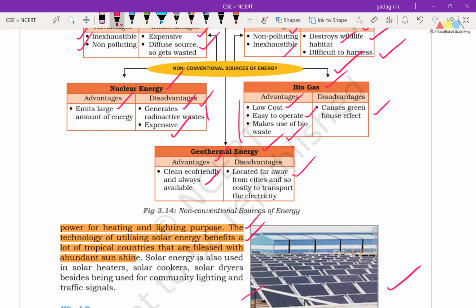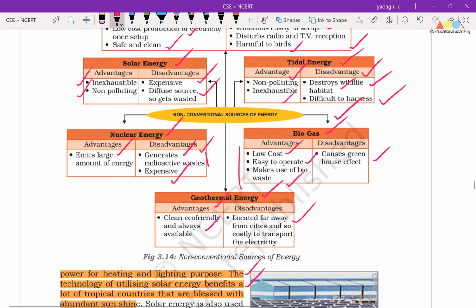Right friends, these are some of the advantages and disadvantages of the non-conventional energy resources. Please try to remember them, and you might get a question in the mains examination asking about the advantages and disadvantages of energy resources.